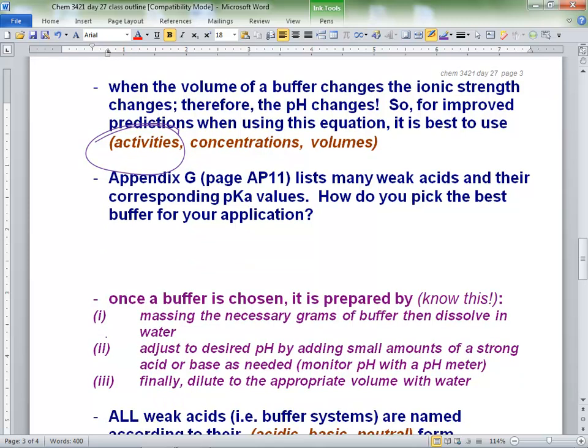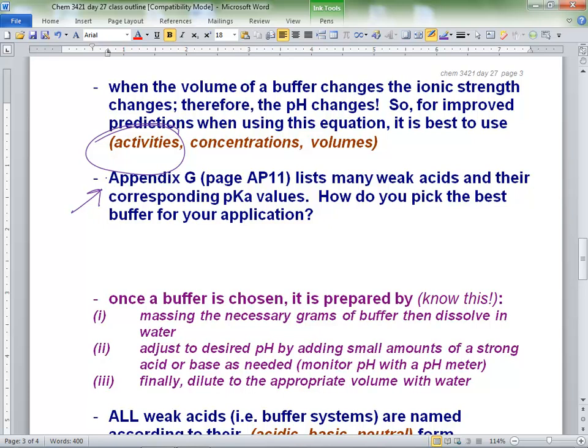Appendix G, now I bet no one brought their book, so I spent some time. Oh, you did? If you brought it, it's going to be so much better because you're going to be able to see the compounds better. But you don't need it yet. Wow, so many people brought their book. I should give an award for bringing their book. So that appendix has a lot of weak acids and the corresponding pKa values.